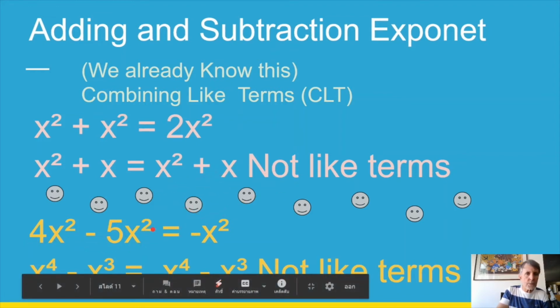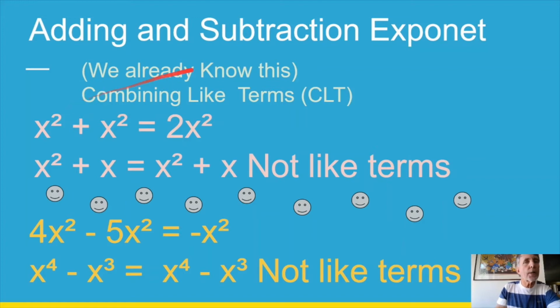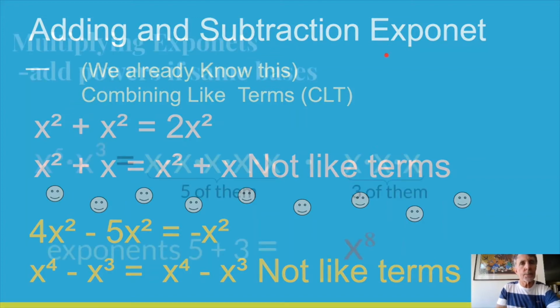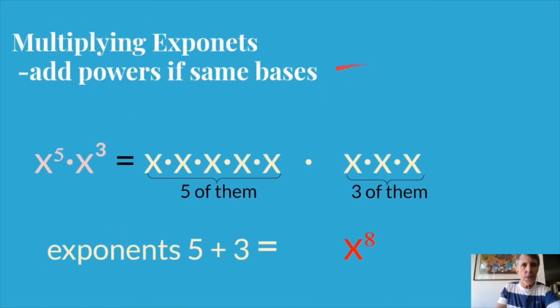And here 4x squared minus 5x squared, we just subtract the coefficients here, and that's negative 1x squared. And so we've already done that, and we're not going to do that this week. Just a review that we already know about adding and subtracting exponents. Yeah, it's called combining like terms.